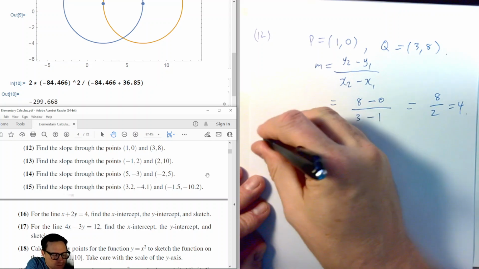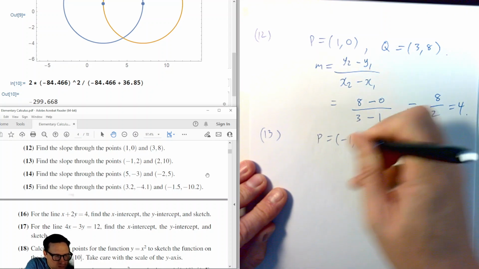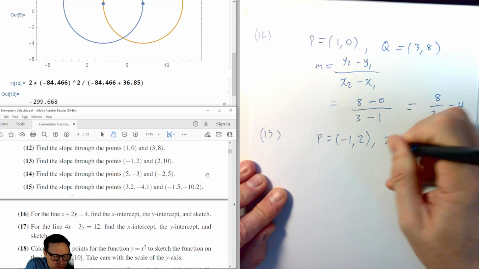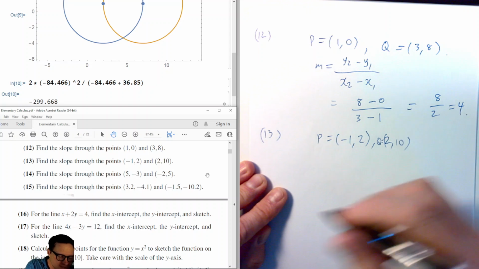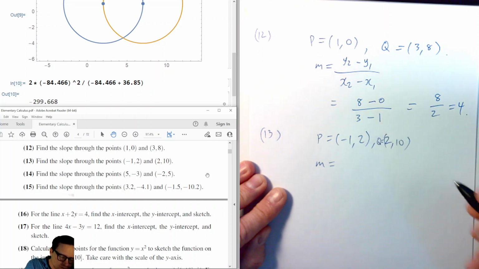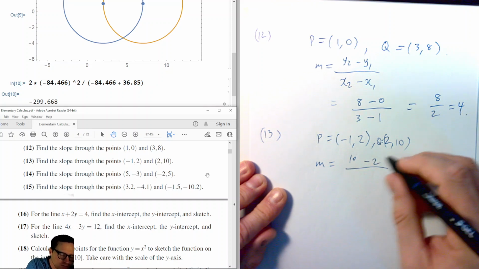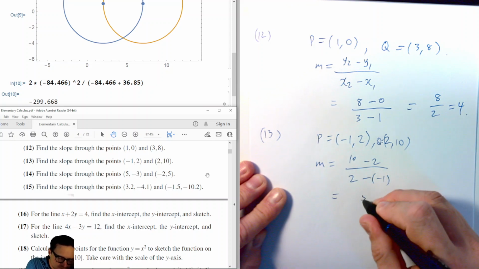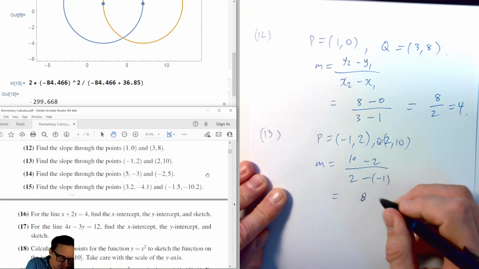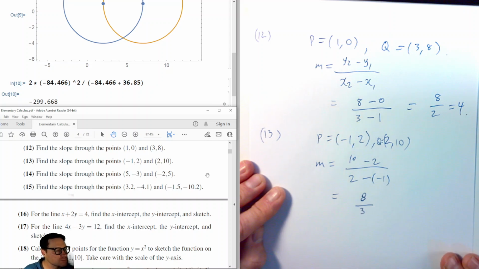Okay, next question. 13. Find the slope through the points (-1, 2) and (2, 10). Okay, same story. m is equal to 10 minus 2 over 2 minus minus 1. And so this is 8 over 2 plus 1, which is 3. Okay, so 8/3 is our slope.